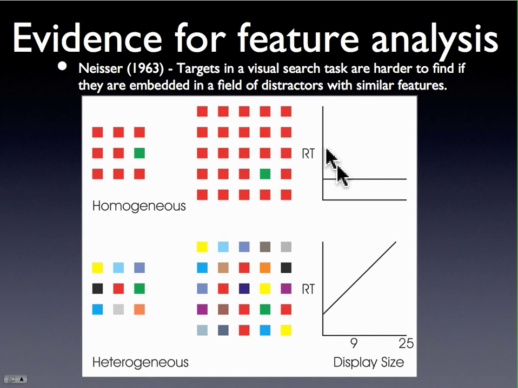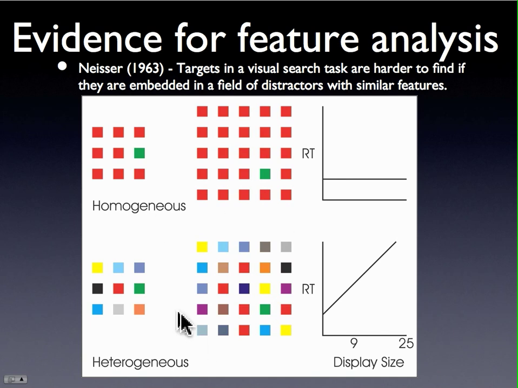Boom, boom, boom, boom, boom. The reaction time is consistent with the overall display size. I can add more and more elements, but because the features are incredibly different between the target and the distractor, it's very, very easy to pick this out. Now, if you have an array that's more complicated, it might be slightly harder to find the red square amongst some squares that are also red or maybe slight variations of red, and you might find that the heterogeneity of the search array makes it more difficult to find your target.